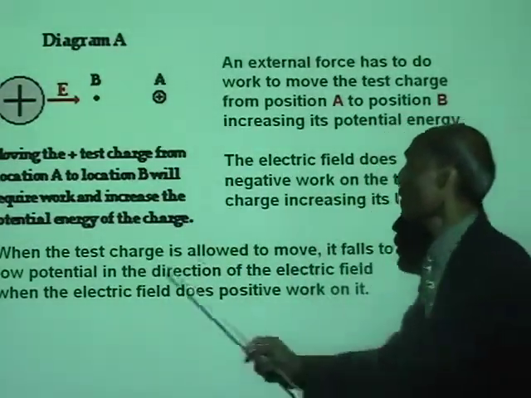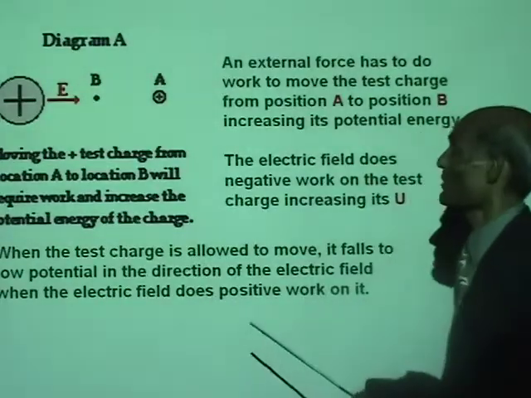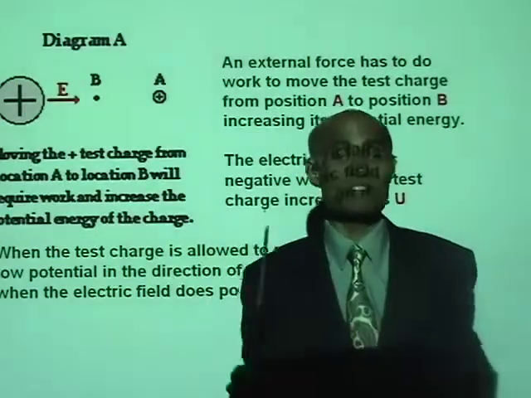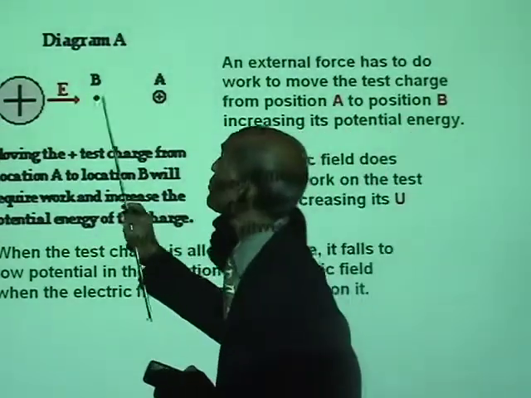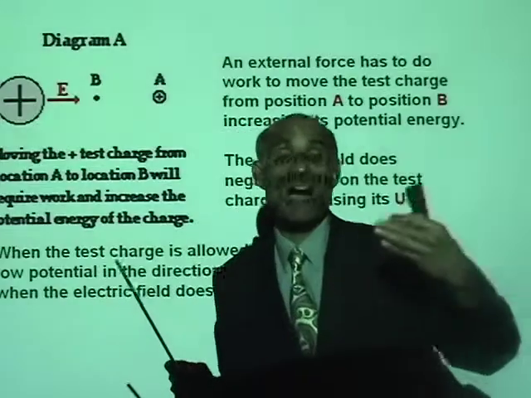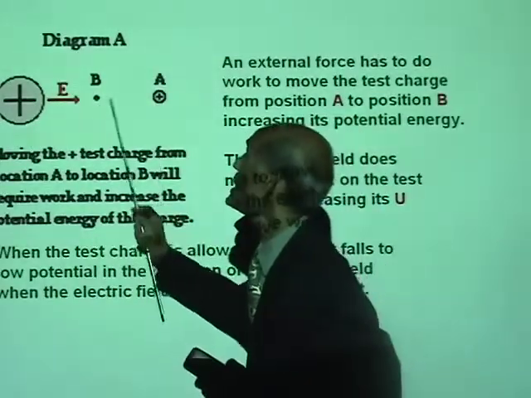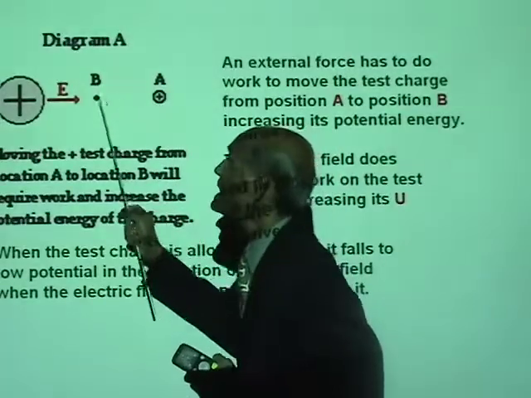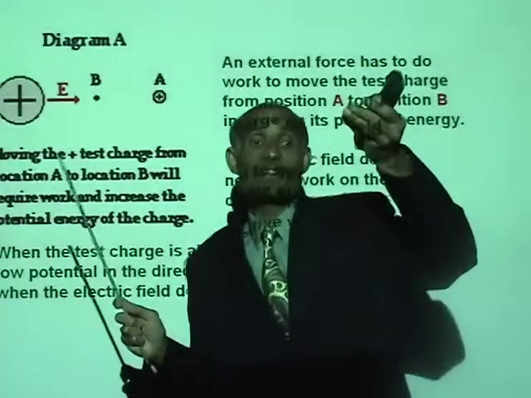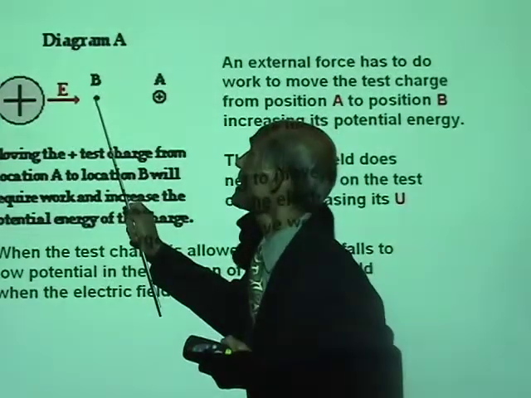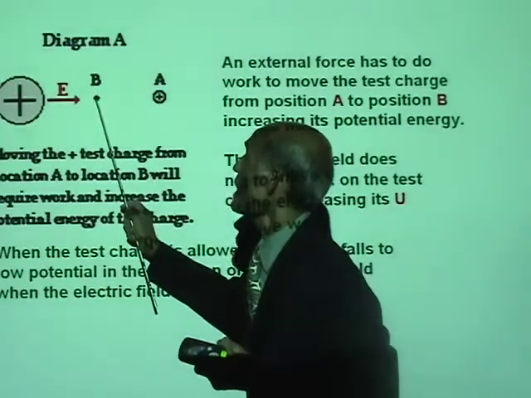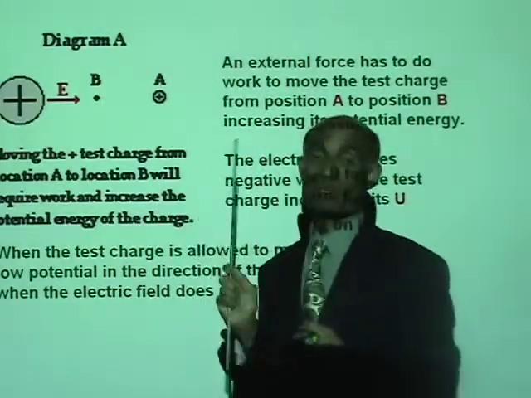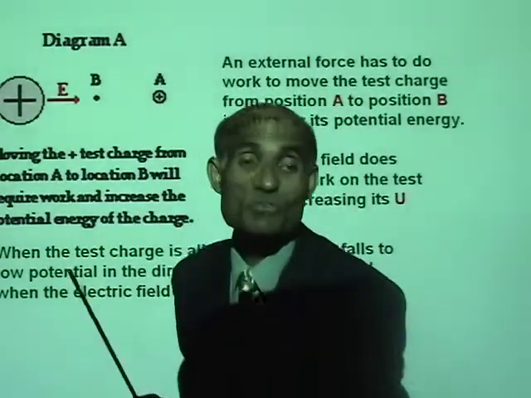So, it falls to low potential. Now here, I'm going to use the word potential just like in the gravitational field. Which of these 2 points is at a higher potential, A or B? When the charge is moved from A to B, its potential increases. So B is at a higher potential. The positive charge moves from a high potential to a low potential. That's something that you need to really know.